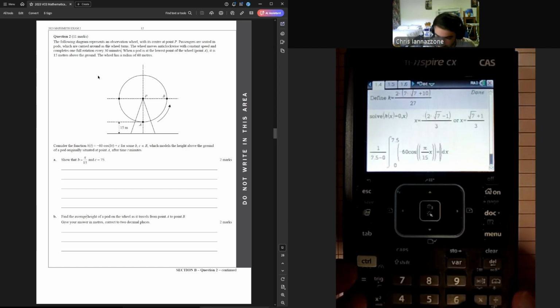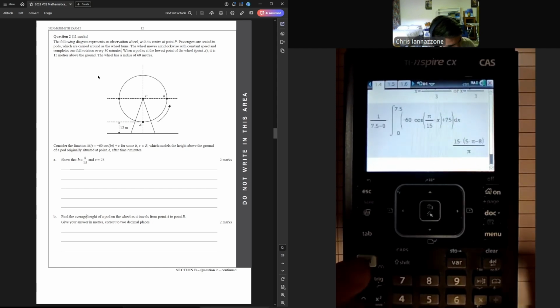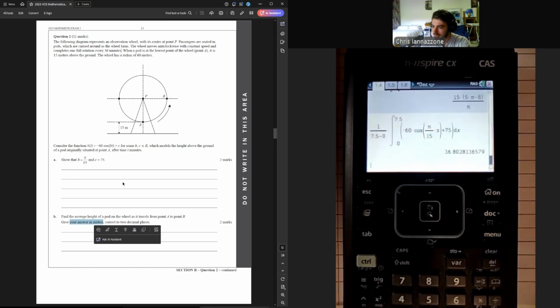Did an extra couple set of brackets, but I guess that doesn't matter too much. And then plus 75 there. Control Enter to give you 36.8 meters. Don't forget to actually give the answer in meters there, right?